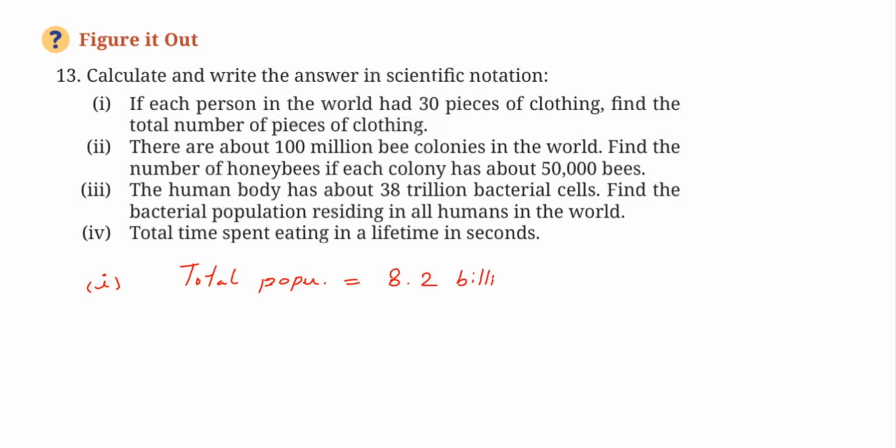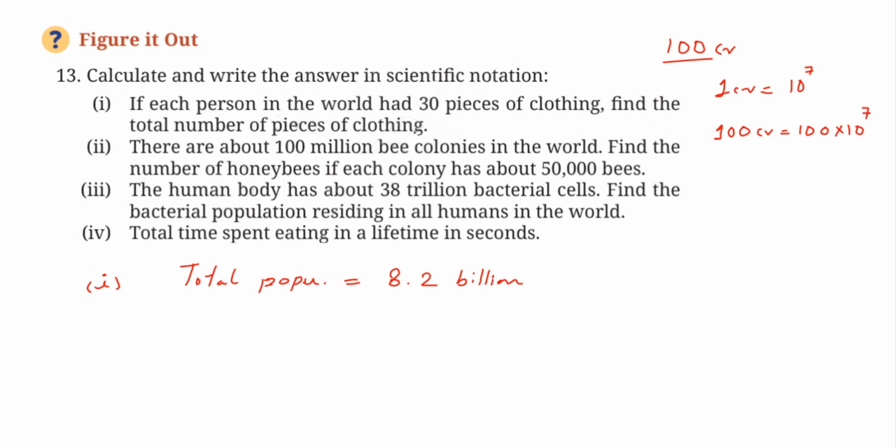Now what is billion here? Billion means 100 crore. And 1 crore is 1 followed by 7 zeros. So 1 crore is 10 to the power 7, 1 followed by 7 zeros. And here we have 100 crore, which means 1 billion. So 100 crore will be 100 times 10 to the power 7.